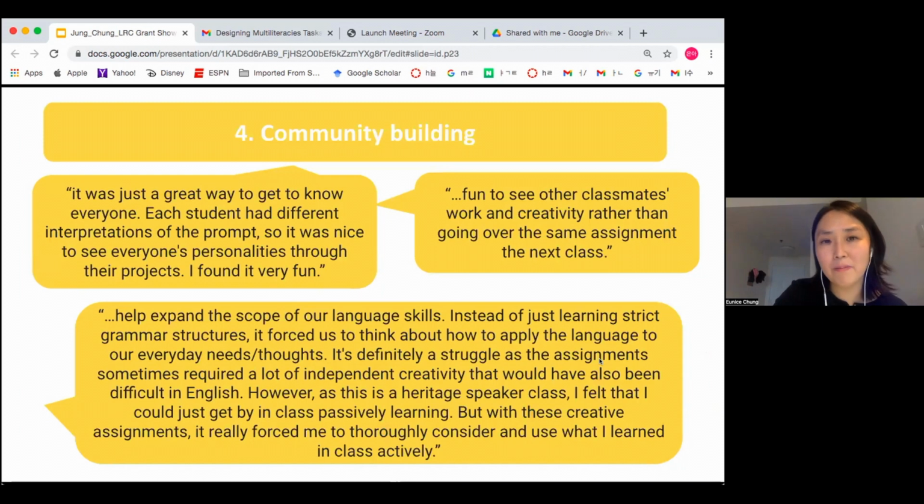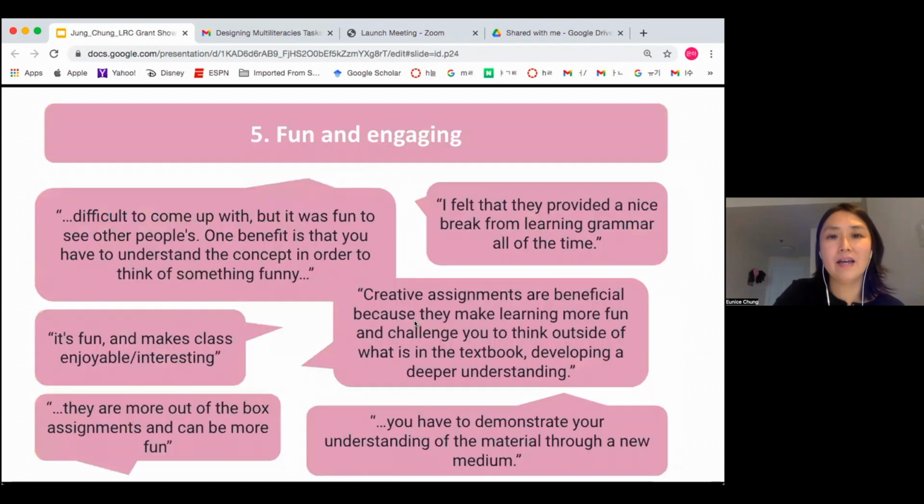They also said it helped them with community building. So they said it was fun to see other classmates' work and creativity rather than going over the same assignment in class. And it was a great way to get to know everyone. Each student had different interpretations of the prompts. It was nice to see everyone's personalities. Of course, they also said it was fun and engaging. It was difficult to come up with, but it was fun to see other people's. It was interesting, and creative assignments were beneficial because they make learning more fun.